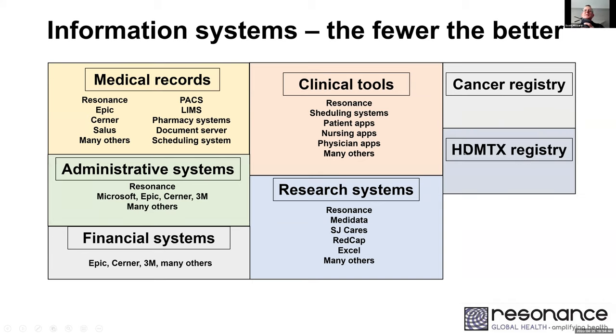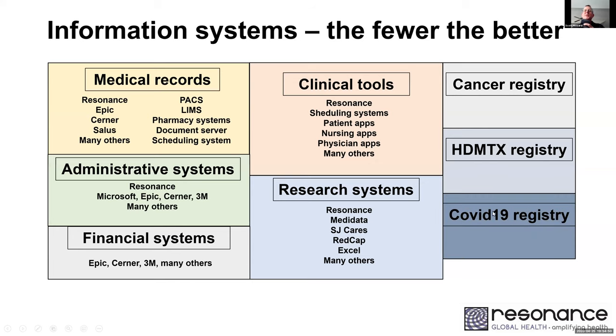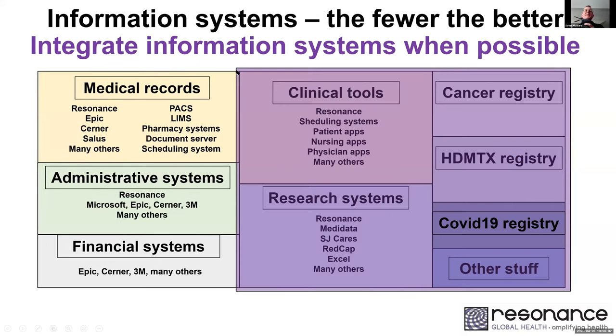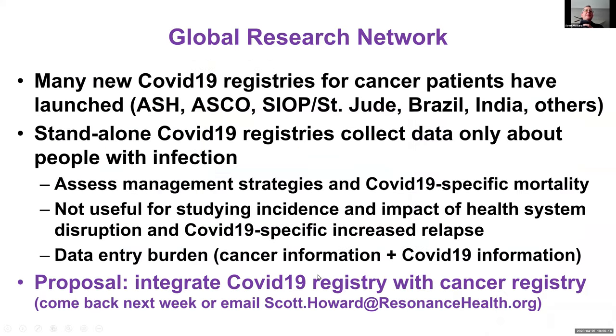And then somebody else says, well, let's do a high-dose methotrexate registry. Some of you are participating with me on that high-dose methotrexate registry. Then somebody else says, let's do a COVID-19 registry. And somebody else says, let's do some other stuff. So in the end, now we have all of these clinical systems and information systems, plus four more. It's too much. So I would like to try to discuss how we can condense all these into a single system for greater efficiency, where we can have our COVID-19 registry, but it's integrated here, so it's a minimal burden of additional data collection. So the proposal would be to integrate our COVID-19 registry with the cancer registry and other types of clinical projects. So if you can't wait till next week, then email me and I'll just describe what's going on there.